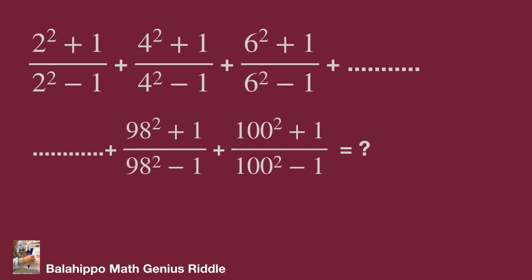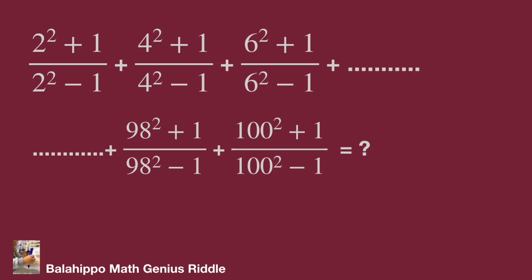Then the next fraction is 4 squared plus 1 over 4 squared minus 1. After that, 6 squared plus 1 over 6 squared minus 1. Continue to the end of the items, 98 squared plus 1 over 98 squared minus 1. And the next item is 100 squared plus 1 over 100 squared minus 1. There should be certain rules in it, and it could be rewritten into different items for us to calculate easily and get the value. Now, how will we start?